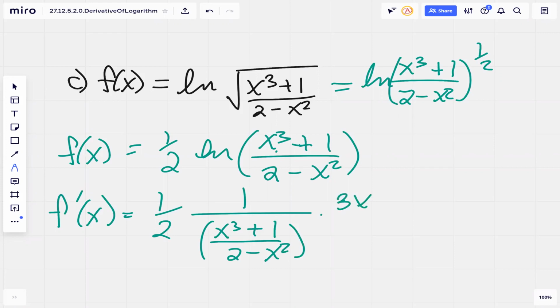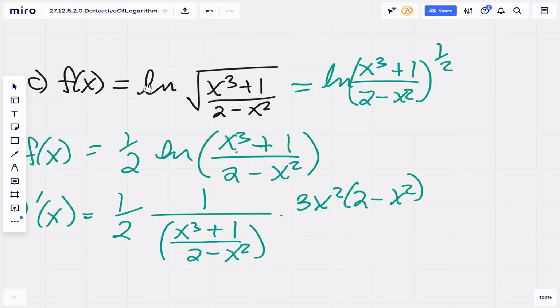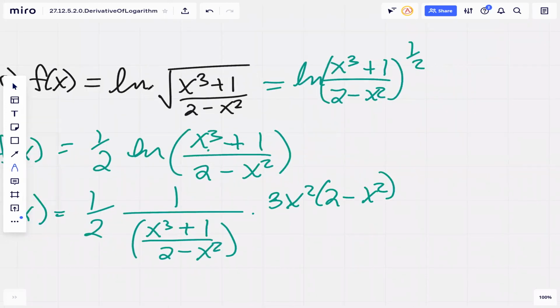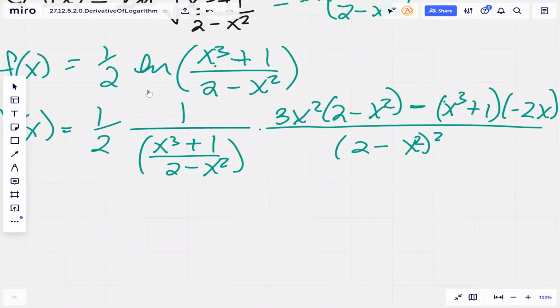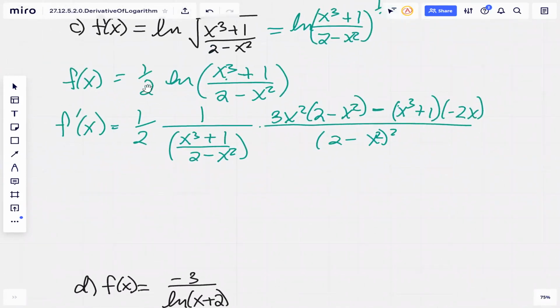So 3x squared times (2 minus x squared), minus (x cubed plus 1) times negative 2x, all over (2 minus x squared) all squared. Okay, so now we need to simplify this. Let's make it a little smaller so we can see everything.